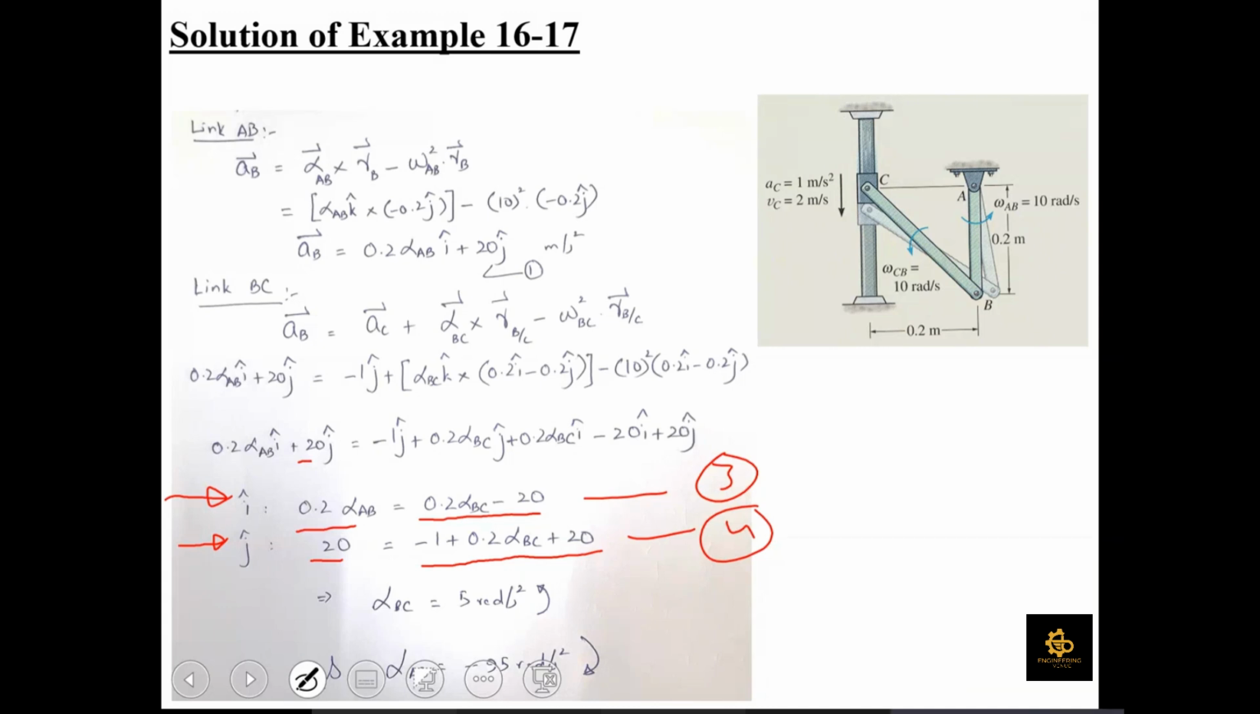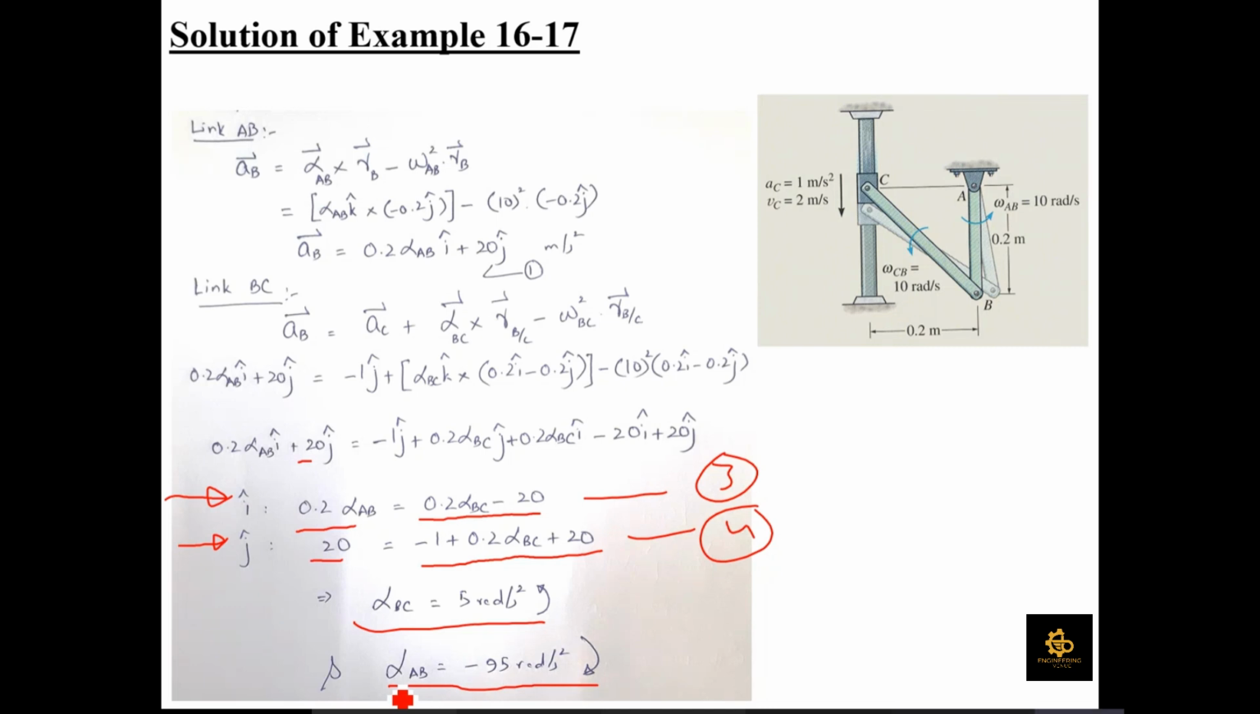There are two unknowns, the angular accelerations of length AB and length BC. Once you solve these two equations, you get alpha BC equal to 5 radians per second square and alpha AB equal to minus 95 radians per second square. What does that negative sign with alpha AB represent? Our assumed direction was incorrect.